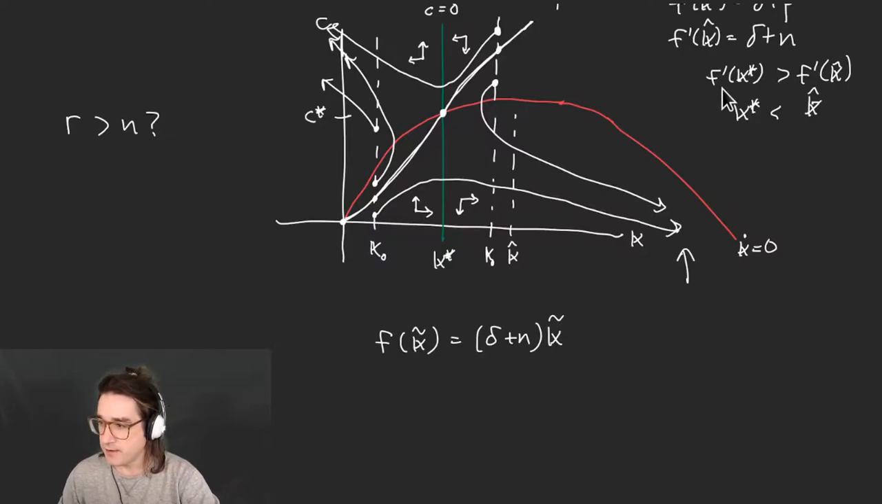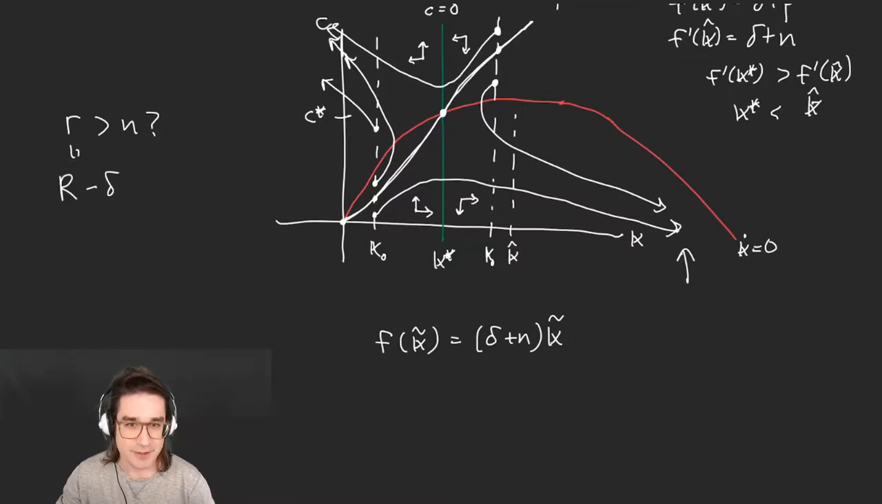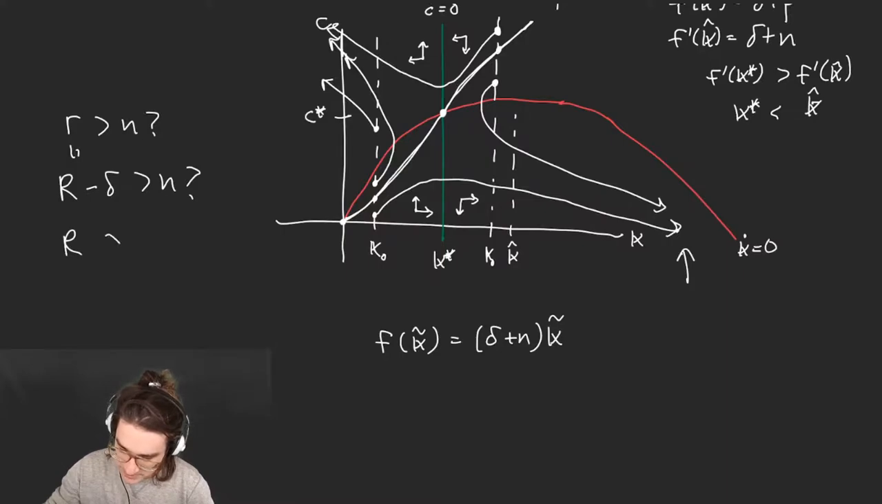Now, remember, I have a big problem with remembering what the definition of R is. I literally don't remember, but I looked at the slides just now, and R is equal to capital R minus delta. Okay, is that greater than N? That's our new question. And we're going to rephrase this question in terms of, is capital R bigger than delta plus N?